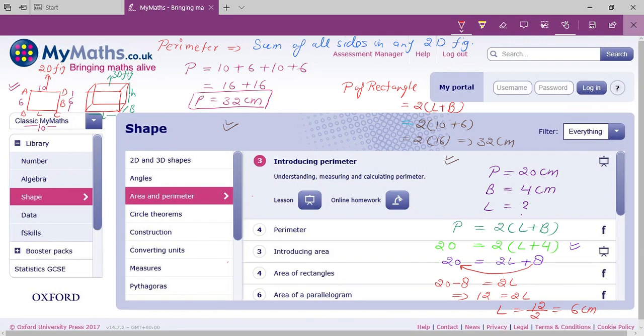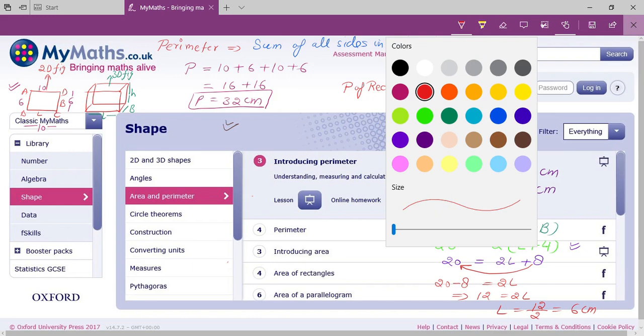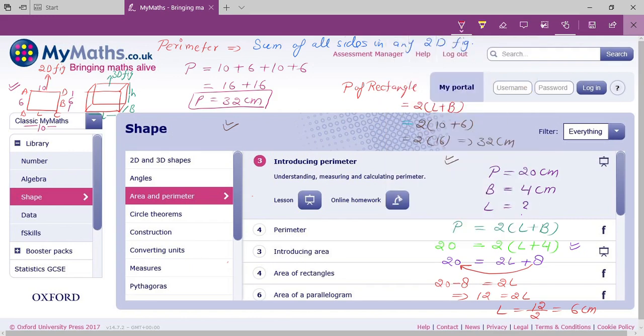Okay, so beta, you can see here, are you able to see this last example which I explained to you? Perimeter, yes, that is 20. Breadth is given as 4. They are asking about length. You have to apply your perimeter formula. So the perimeter formula, which you are seeing on your screen, is the perimeter of a rectangle, twice of length plus breadth.